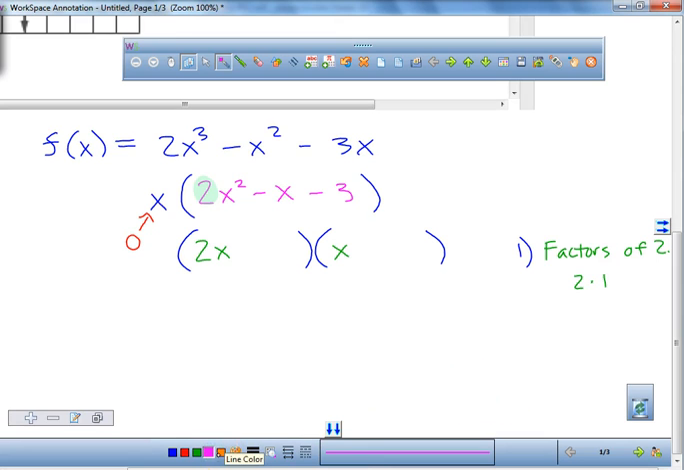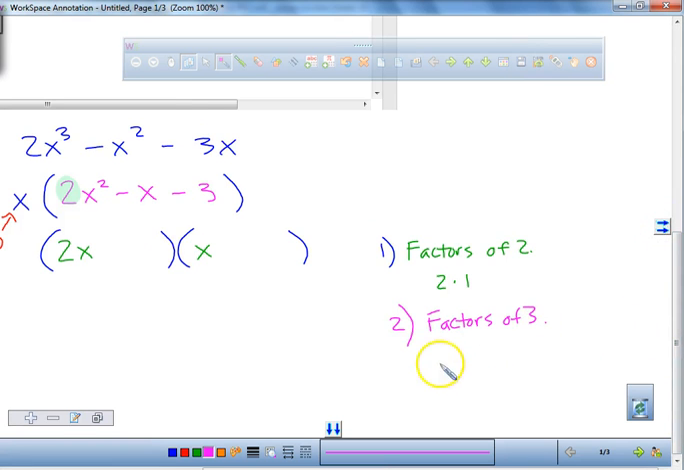Step number 2. Next thing I'm going to look for is the factors of the very last number, this constant right here. So the factors of 3. That's easy. That's just 3 and 1. The problem is where do I put the 3 and the 1? Do I put a 3 and a 1? Or do I put a 1 and a 3? So you have to figure out which one's going to work.